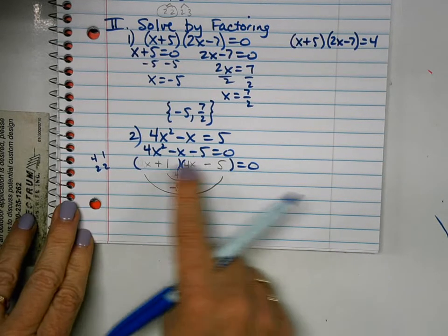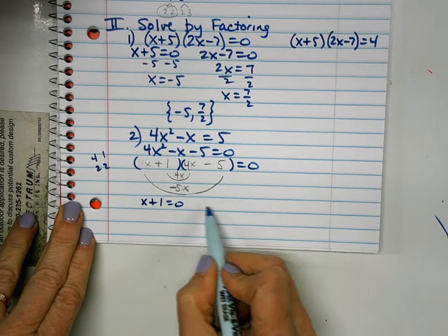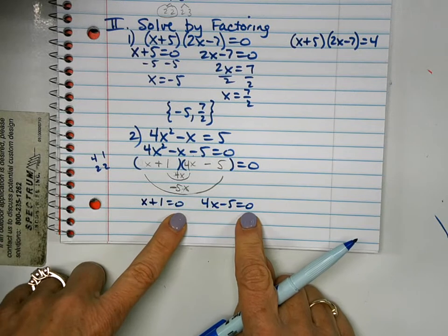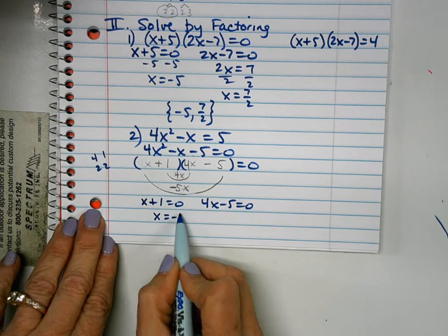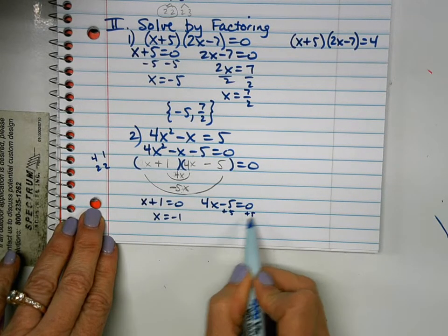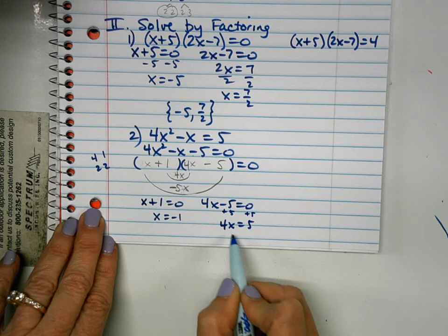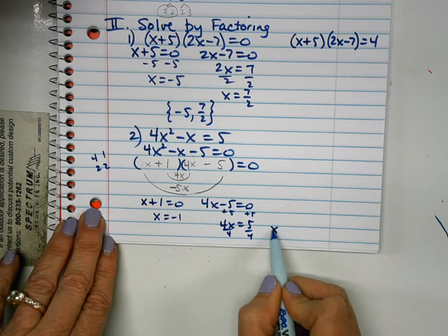All right, then once we've got that, set each of these equal to 0. So x plus 1 is 0, 4x minus 5 equals 0. I can only do this with 0. Can't do this with any other number. Okay. Subtract the 1. One solution is negative 1. Add the 5. I'd have 4x equals 5, and then divide by 4, and I'd have x equals 5/4.